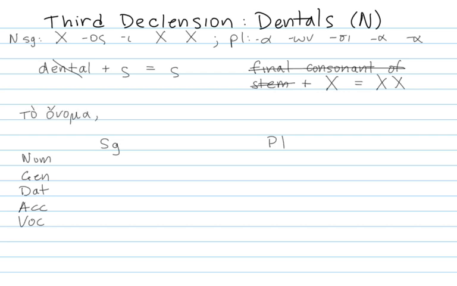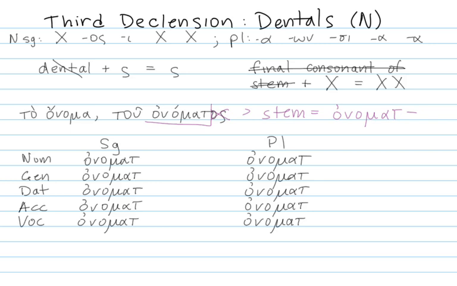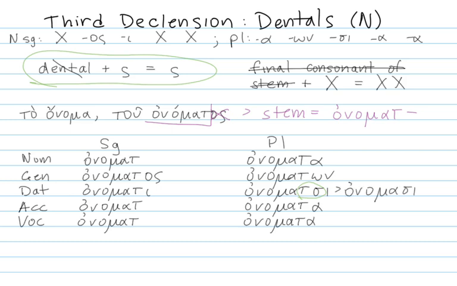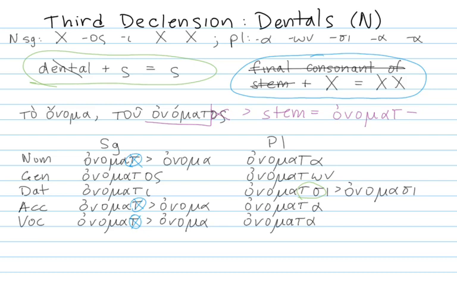So, sample noun onoma, our true stem is onomat. Here's our stem. Here's our endings. Now let's do the dental plus a sigma rule where the dental goes away. That's only in the dative plural, so onomatsi becomes onomasi. And then the other rule is if there is no ending at all, that final consonant of the stem disappears. So that applies in the singular. Get rid of the final consonant, and you get onoma.